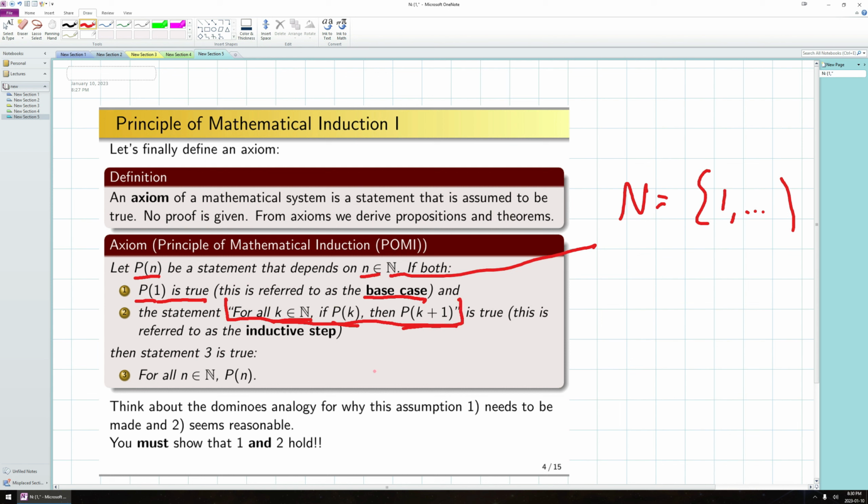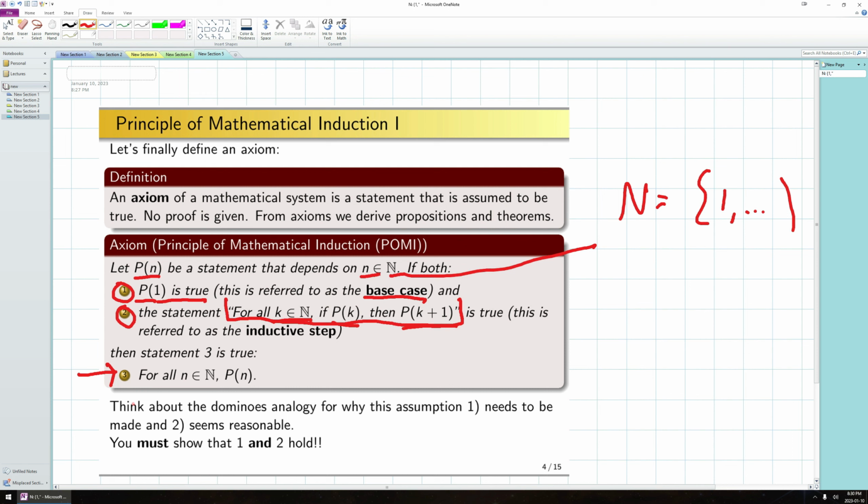And proving that this statement in quotes, this whole thing here, is true, is referred to as the inductive step. So now, if we prove 1 and 2, this axiom tells us that 3 would then be true. That P of n is true for all the natural numbers. All the dominoes fall down, no matter how far down the list you go.